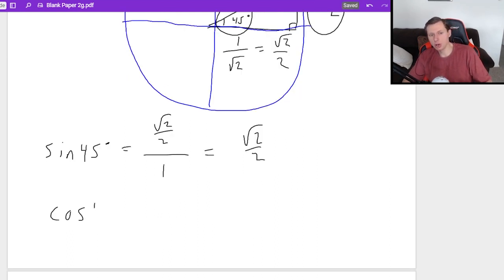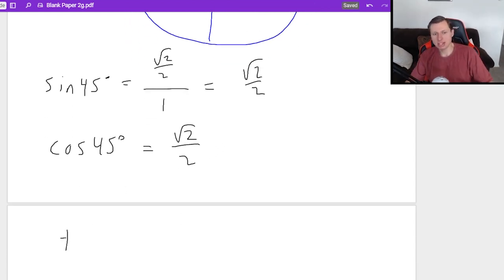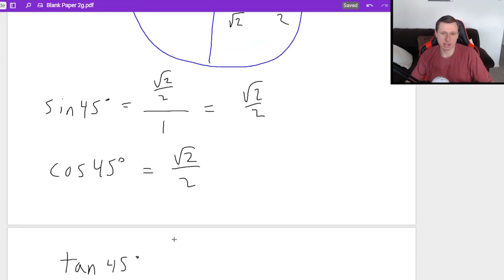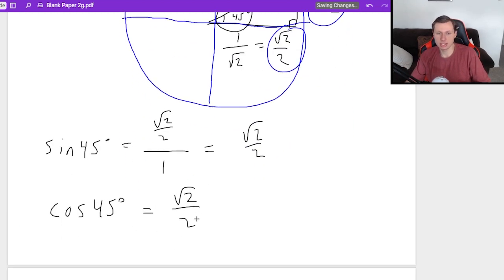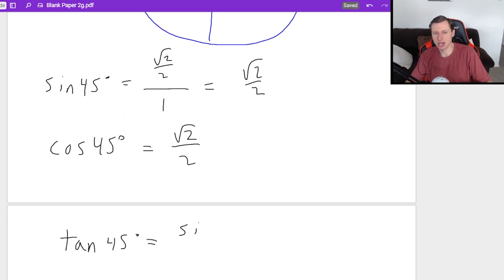And if you do the cosine, it will actually just be the exact same thing. It'll be root 2 over 2 because the legs are equal. And remember that tangent of 45 degrees, there's two ways you can think of it. The first way is you can say the opposite leg over the adjacent leg. Another way you can think of it is tangent is just sine over cosine. And these two things are identical. They'll cancel each other out. The tangent of 45 is just 1.